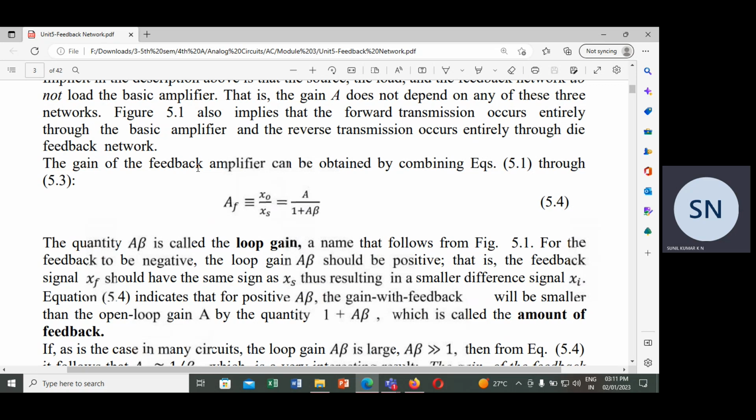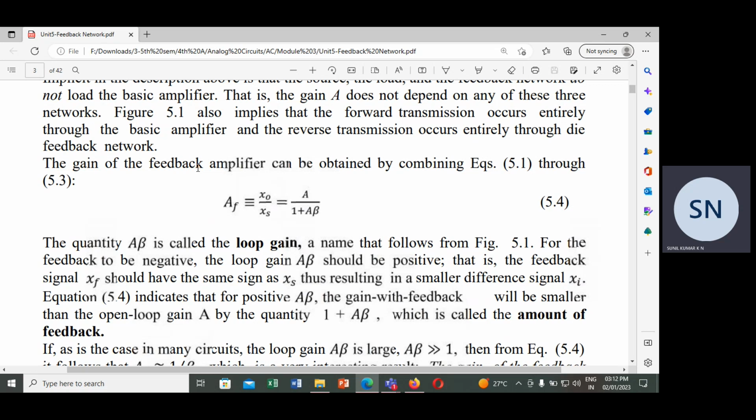So we can easily neglect this 1. So we will be having A into beta, so this will get cancelled. So the negative feedback gain, if you consider, will be 1 over beta. That means the gain is reduced by a factor of 1 over beta. With less beta gain, the main amplifier gain will get reduced.